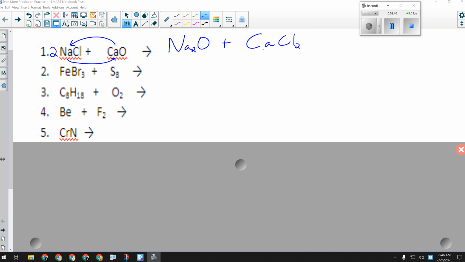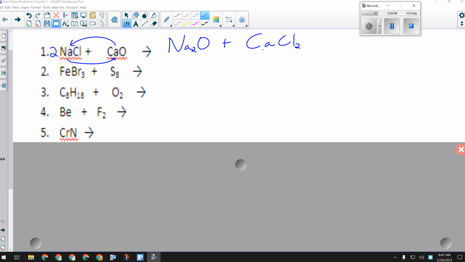All right, guys, let's have a look at number 2 here. So in number 2, I've got iron 3 bromide, okay, and it's reacting with sulfur. So I've got an ionic compound and it's reacting with an element. In this case, the element is a non-metal. Okay, so what kind of reaction would I be looking at there?